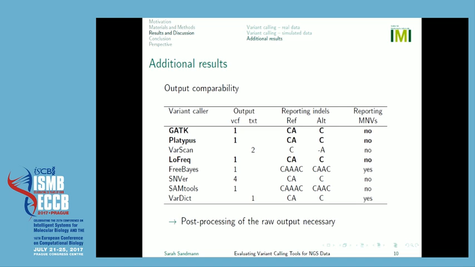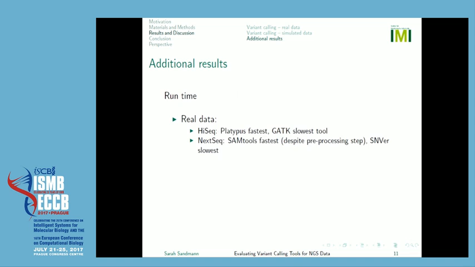So in the end, only 3 tools report the output in the same way. So whenever you want to combine your data, you definitely need a post-processing step. We also had a look at runtime. For the real data, we could see that in the case of the HiSig data, Platypus was fastest, GATK was slowest, and for the NextSig data, SAMtools was fastest. That was incredible because it also had a pre-processing step, and SNVer was the slowest.